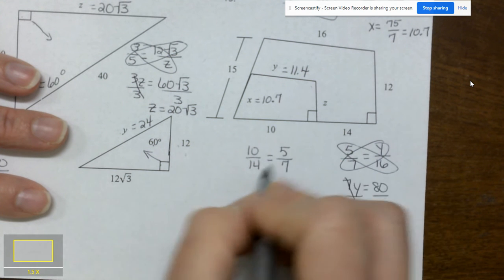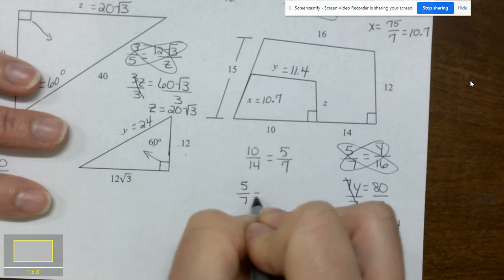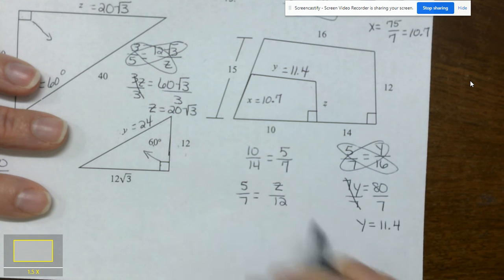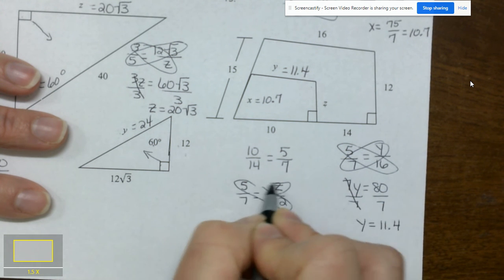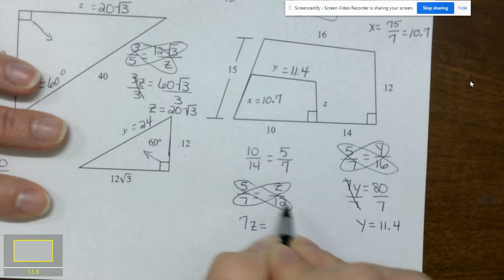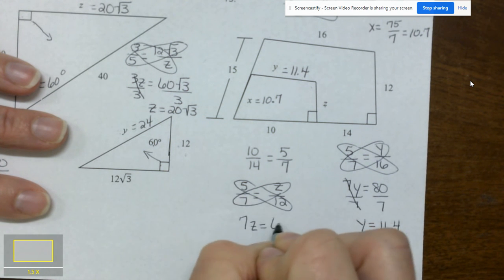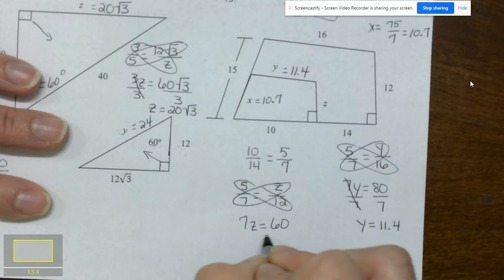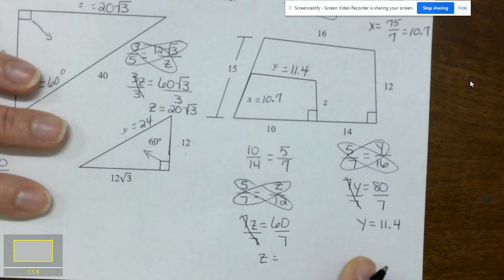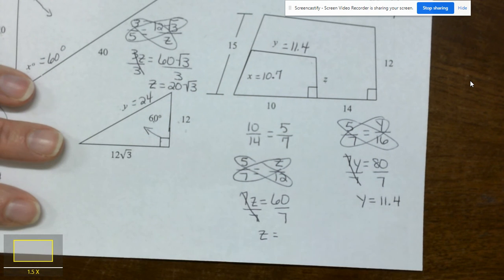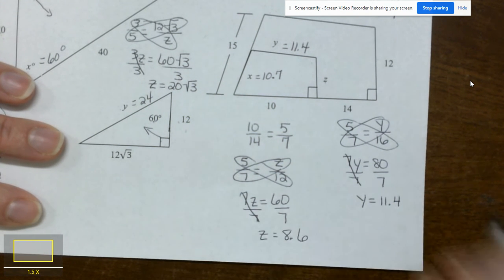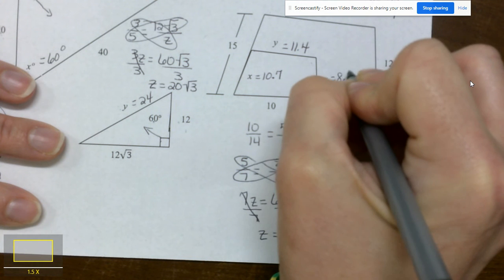And last, our z. So 10 is to 14, that's 5 is to 7, as z is to 12. Okay, we cross multiply here. That gives us 7z equals 5 times 12, which is 60. Then we divide by 7 on both sides. Again, that 60 over 7 won't simplify except for a decimal, so that's equivalent to 8.6. So our z is roughly 8.6.